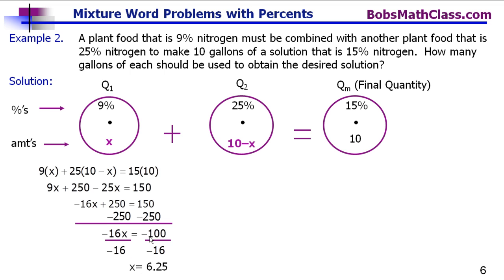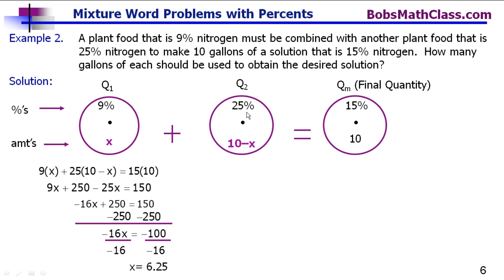That was important to make sure that we didn't mess up with our signs here. This number has to be positive. If you end up with a negative, that tells you right away it can't be right. You can't have a negative quantity. So 6.25. So that's 6.25 gallons of the 9% nitrogen plant food.